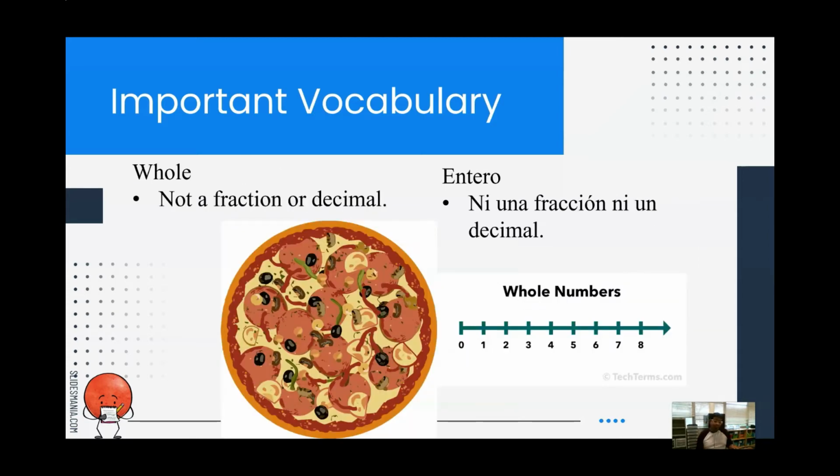Whole: not a fraction or a decimal. It's the entire thing. Here we have one entire whole pizza, so this can be represented by 1. Alright, whole numbers. Remember, it's 1, 2, 3, those type of numbers, not a fraction, a half, not a decimal, and 3/10. It's an entire thing, okay?